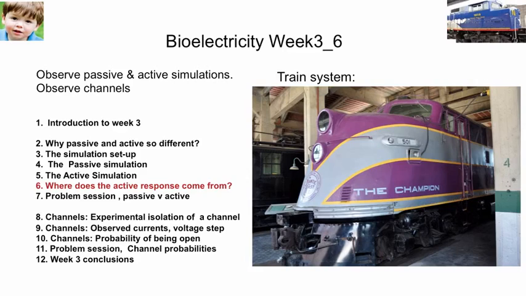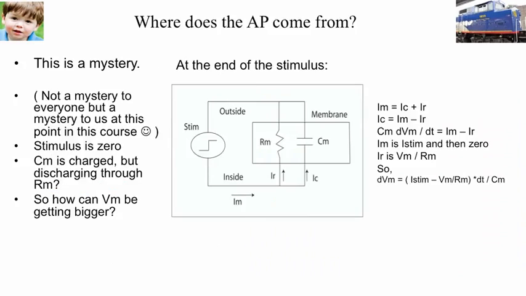Our question for this segment is, where does the active response come from? We saw in the last segment that when you stimulated active tissue, there was a big response. Now the question that we're asking is, where does that response come from? Where does that action potential, as it's called, come from? Well, this is a mystery. Of course, it's not a mystery to everybody, but it's a mystery at this point in the course.